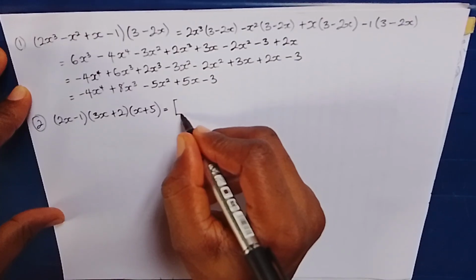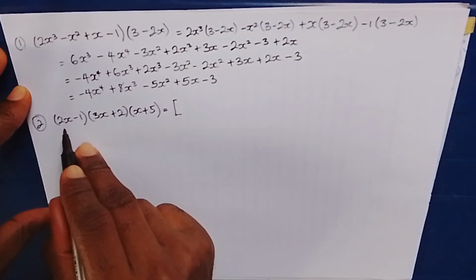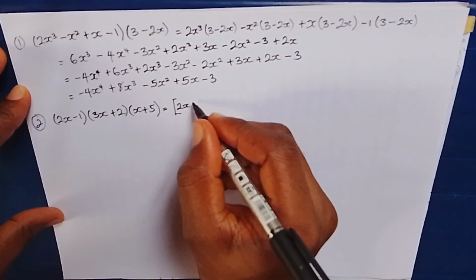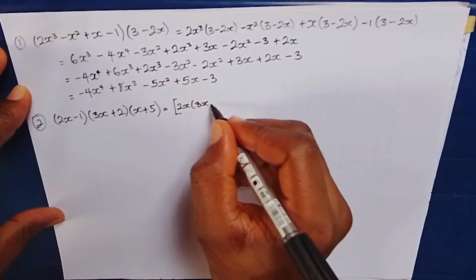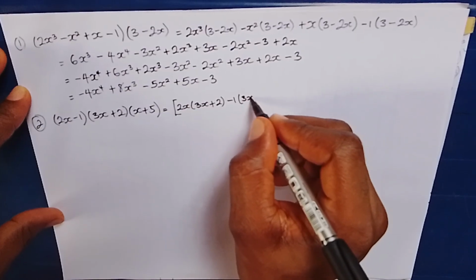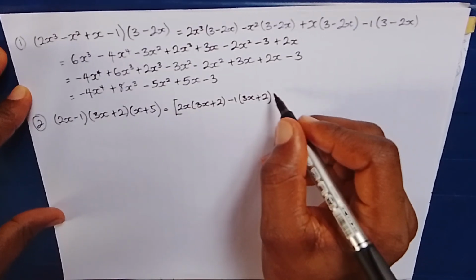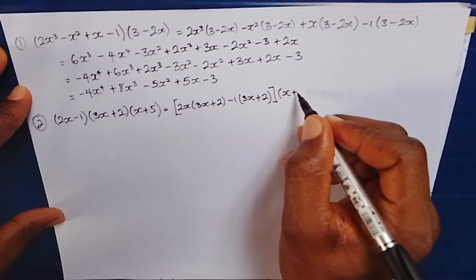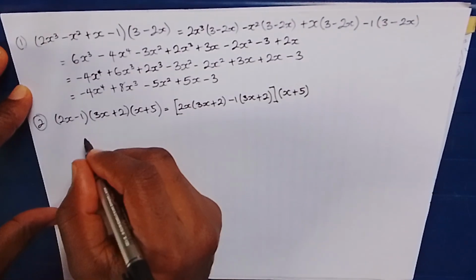Let's put it in a huge brace. So let's distribute 2x minus 1 into 3x plus 2. So you have 2x into 3x plus 2. Then you have minus 1 into 3x plus 2. Close that bracket. And then we close the brace. All of that will be multiplied by x plus 5.